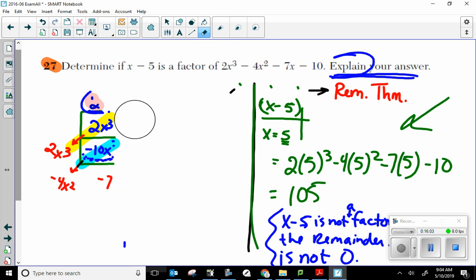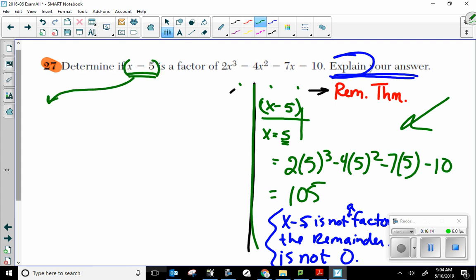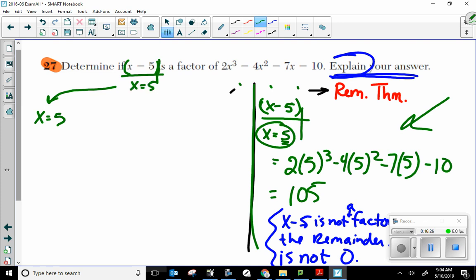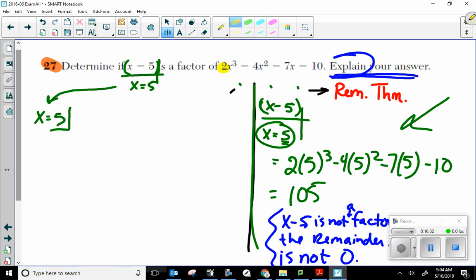But again, synthetic division should only be used when you have one x plus or minus 5, and that's what we have here. So what I do is I still solve for this like I did here. x would equal 5. If this is one of my factors and I solve it, x equals 5. I take that 5, and then I take just the numbers, my 2, my -4, my -7, and my -10.